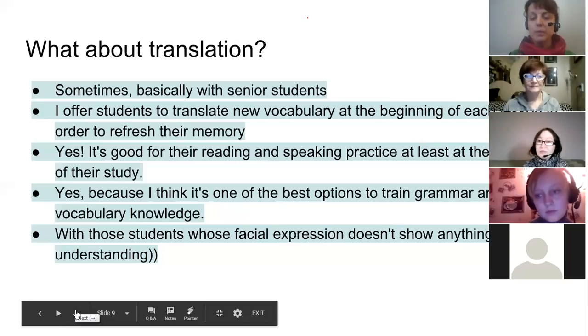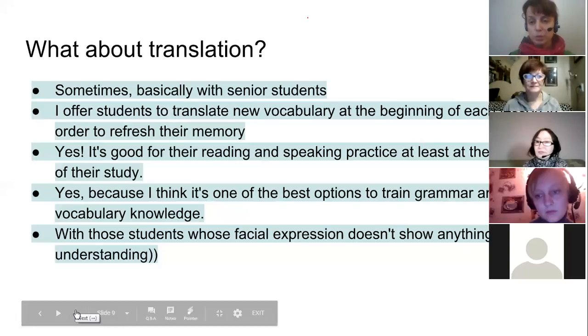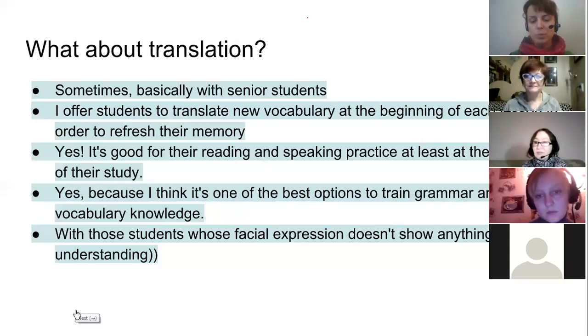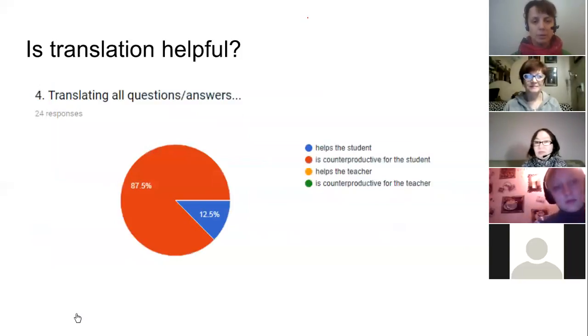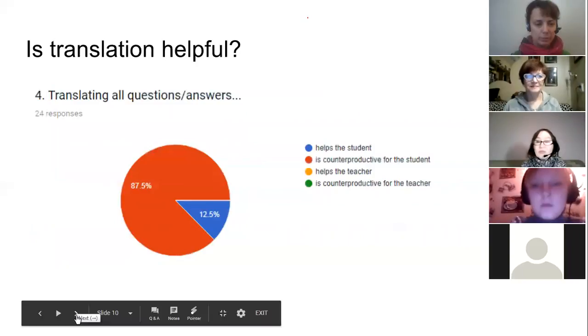Are they not getting confused with that? Because then they might just remember the Russian phrase and try to translate it back to English word for word. No? Sometimes. Okay. So I have some questions about these points. First of all, I probably don't remember the order of my slides very well, but okay.